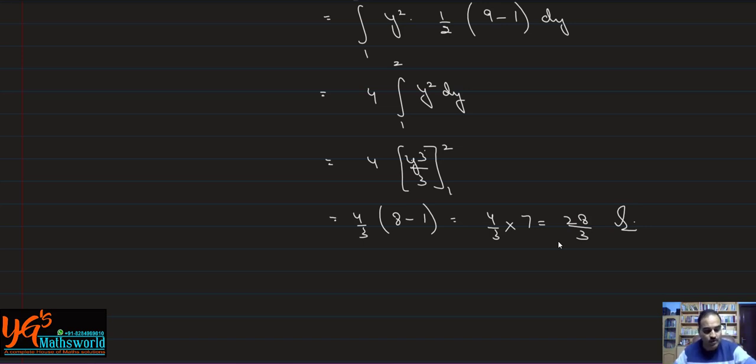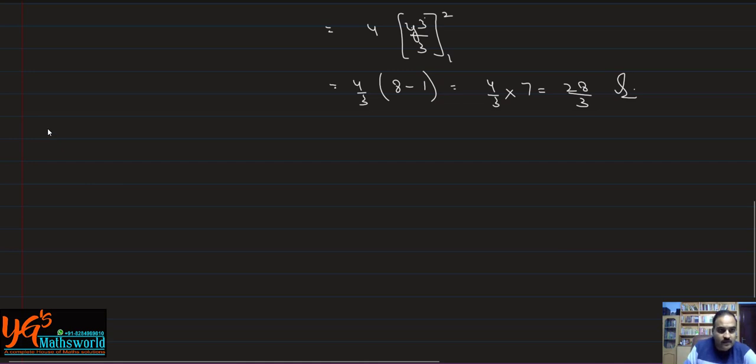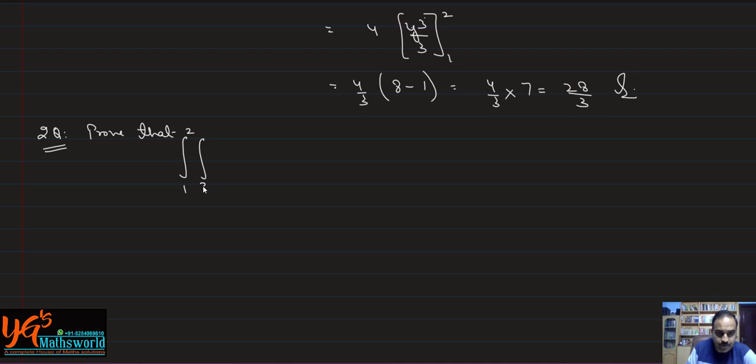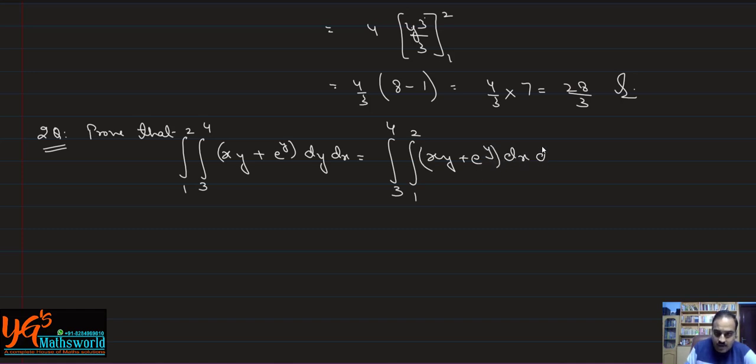Now we will consider one more question. The second question of the same type: we have to prove that integral 1 to 2, 3 to 4 of xy plus e raised to power y, dy dx, is equal to integral 3 to 4, 1 to 2 of xy plus e raised to power y, dx dy. That means whenever we have constant limits, order doesn't matter.